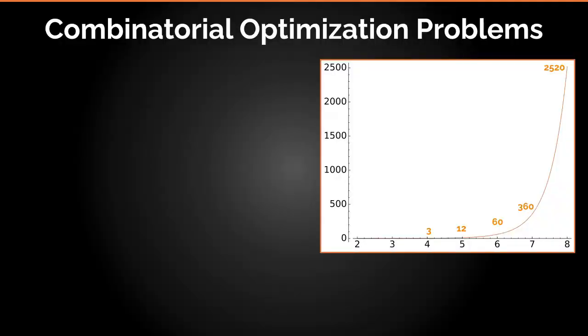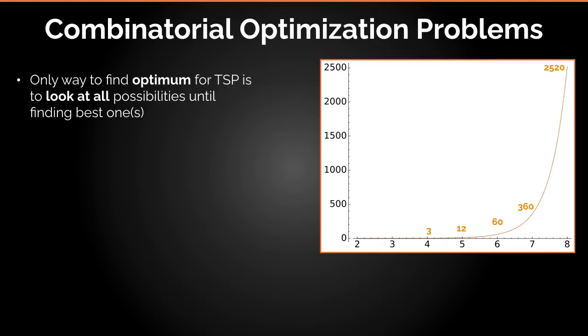Okay, so to be a little bit more precise, what we're talking about here are what we call combinatorial optimization problems. As I just said, the only way to find the optimum for the traveling salesperson problem is to look at all of the possibilities until you've found the best one, or the best ones if there are multiple with the same cost. So as you can see here, the growth of the number of possible tours given the number of cities grows really fast.